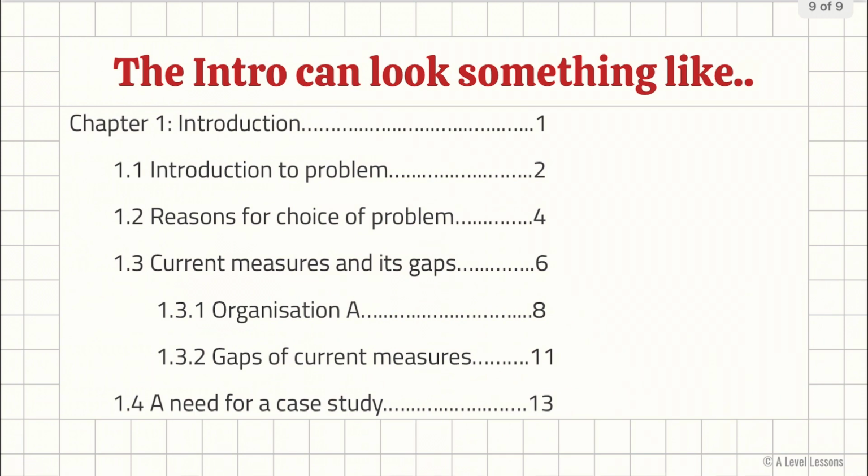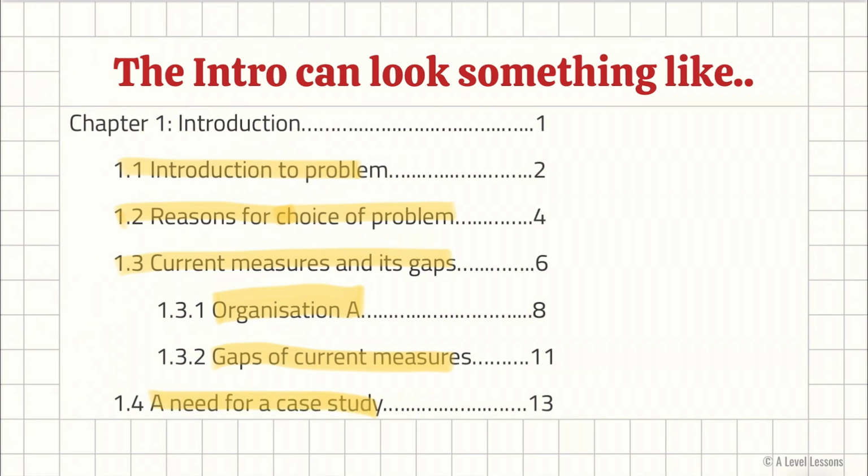So all in all, the intro can look something like this, right? You have got, let's say, chapter 1, the introduction, and then of course this is your table of contents. You have got 1.1, which is the introduction to the problem. 1.2, the reasons for the choice of the problem. 1.3, the current measures and its gaps. 1.3.1, the first current measure. Of course, you can add 1.3.2, 1.3.3 on, let's say, organization B, company C, whatever it is. 1.3.2 over here in this case would be the gaps of the current measure. So allocate one section just to identify the gaps of the various current measures.